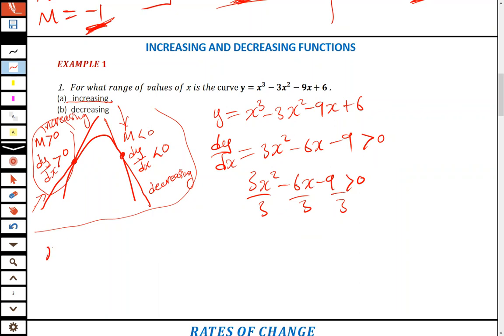We're going to get that as x squared minus 2x minus 9 is greater than 0. Oh sorry, this one's supposed to be 3, not 9. So the most important thing here is just to find the values of x.